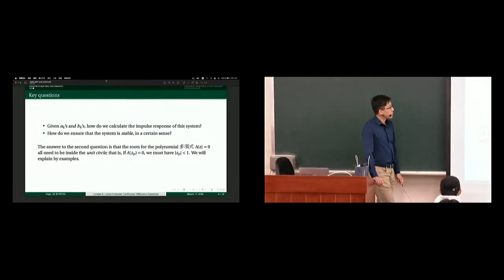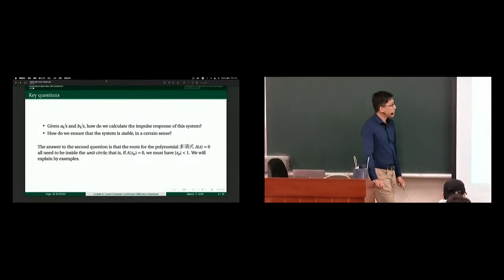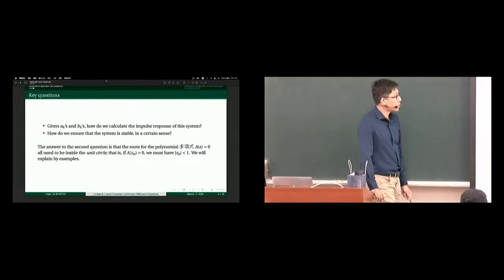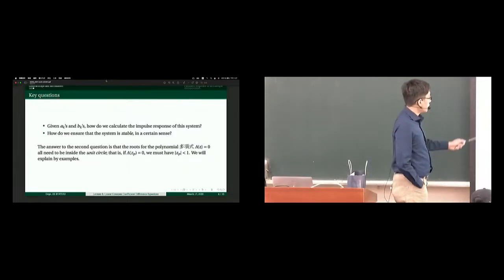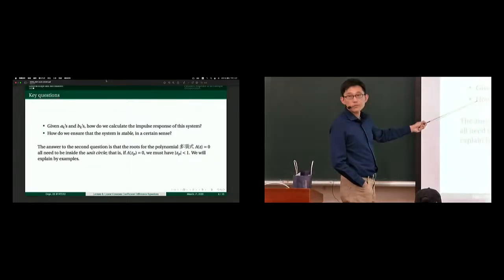Okay, then you need to question, what do we mean by stable? What's the definition of stability? That's a valid question. What's the definition of stability, right? So let me answer the second question first, okay?